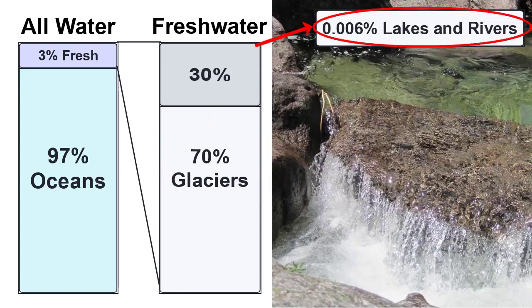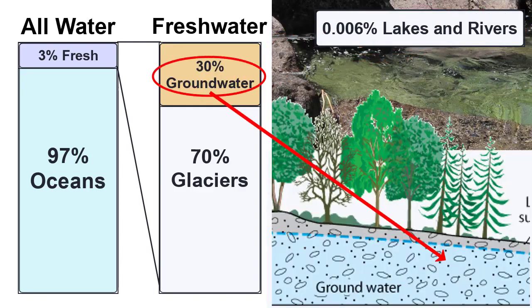Most of us probably think of lakes and rivers when we think of fresh water, but actually these sources make up only 0.006% of the planet's fresh water supply and are not evenly distributed everywhere. 30% of the world's fresh water comes from water that's soaked into the ground, filling empty spaces in the rocks and soils and known as groundwater.